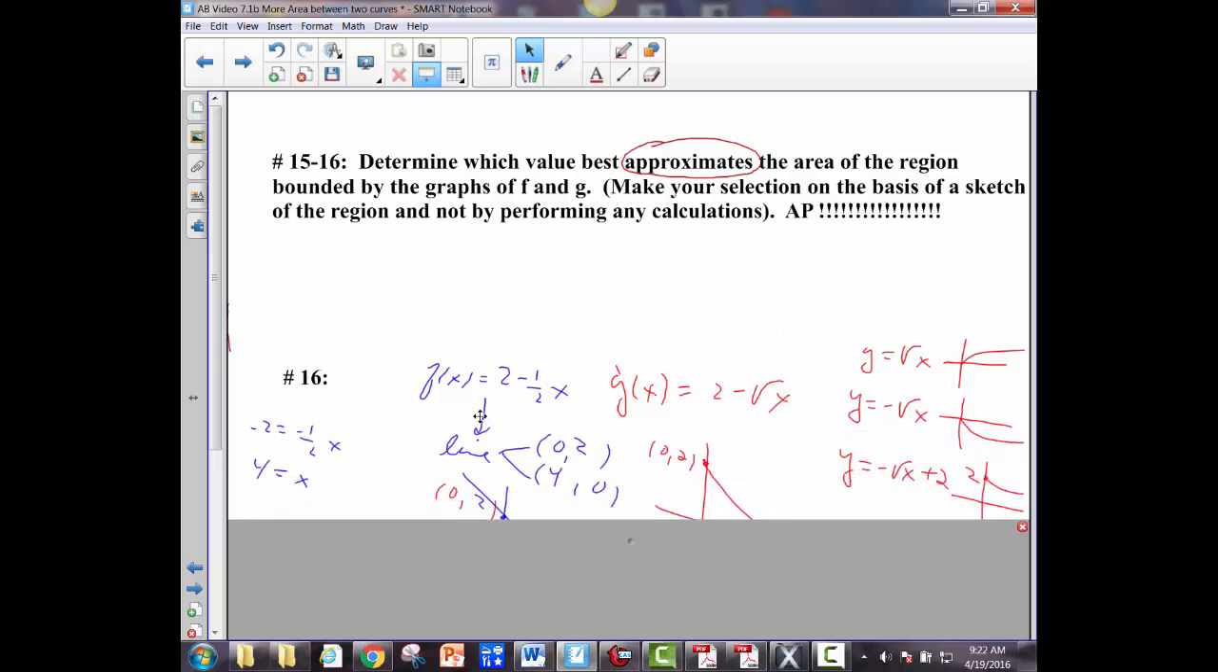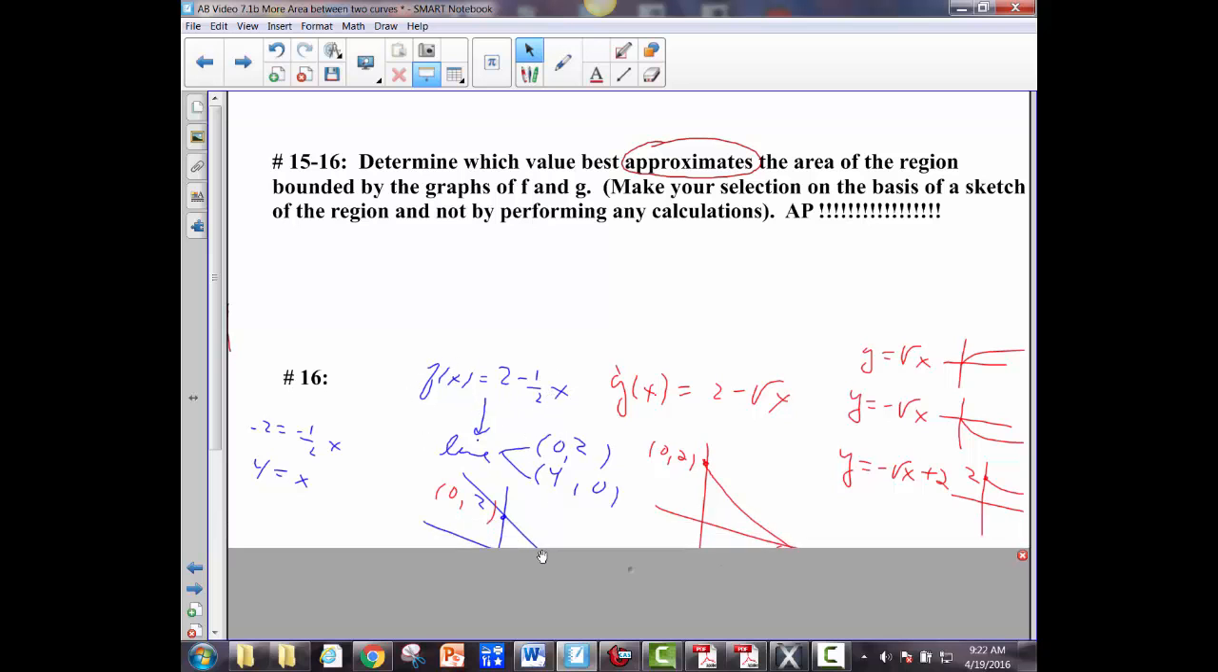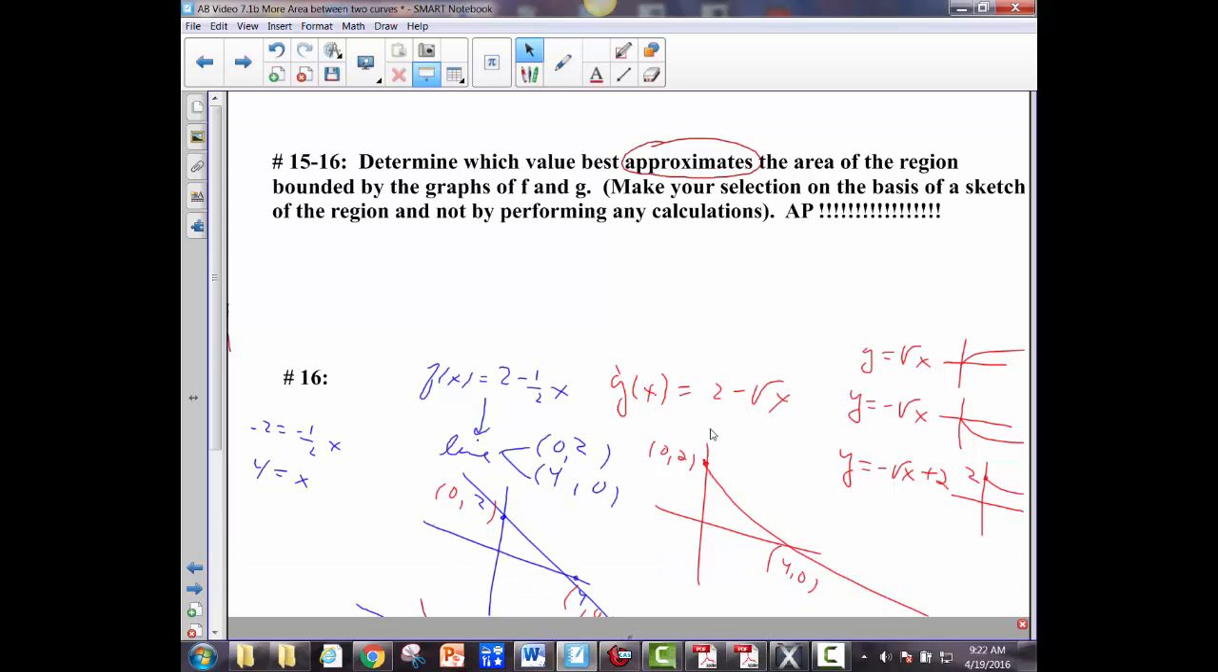Okay, so the two functions in number 16 are f of x equals 2 minus a half x and g of x equals 2 minus root x. So obviously this is a line. Plug in x equals 0, you'll get y equals 2. Replace y by 0, you'll get x equals 4. So that's pretty straightforward. y equals 2 minus root x.